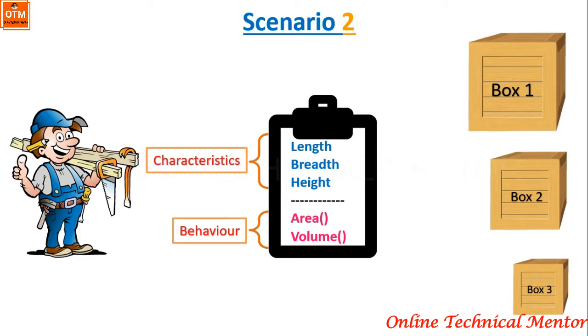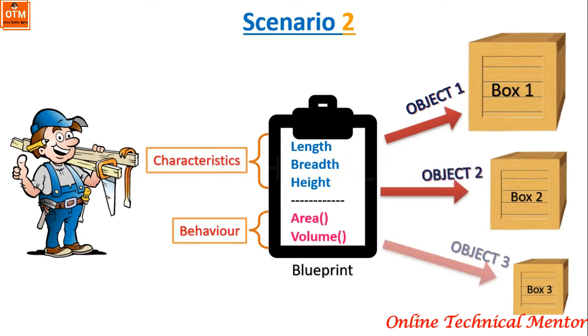While the carpenter is discussing with you, he simply makes a note in his copy, and this is what he calls a blueprint. At this moment, he is not making any boxes, so there is no physical existence of a box while the carpenter is writing all the parameters in his copy. After that, the carpenter will return to his workshop. He will buy some raw materials and then he will create the first box. That means he will create the first object. By looking into the same blueprint, he will create the second box, then the third one.